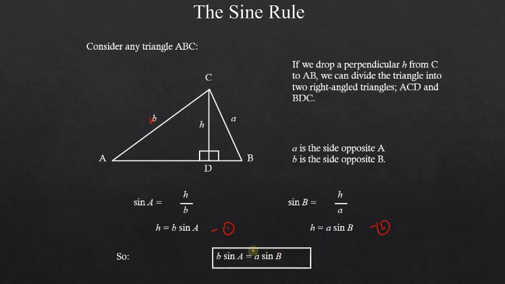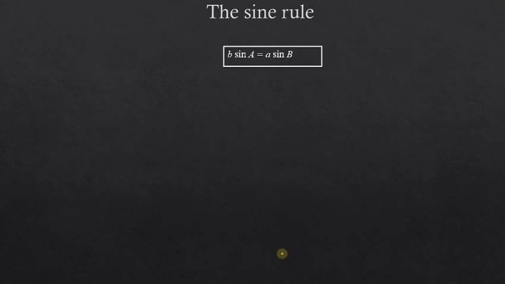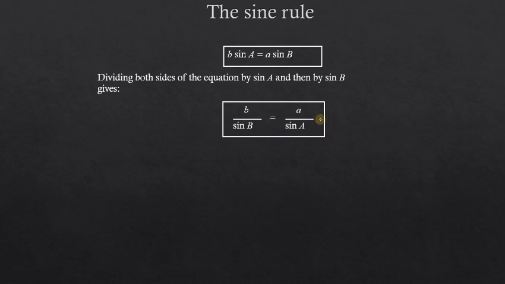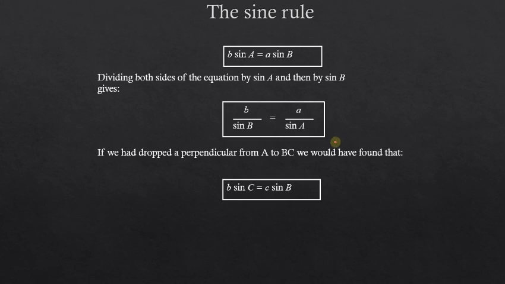So you equate them, and when you equate you get b sine A equal to a sine B, right? And when you simplify further by dividing both sides by sine A and sine B, you get b over sine B is equal to a over sine A. And this is the statement of the sine rule.